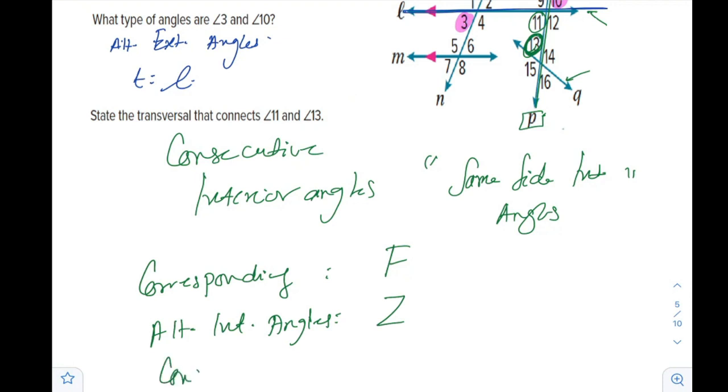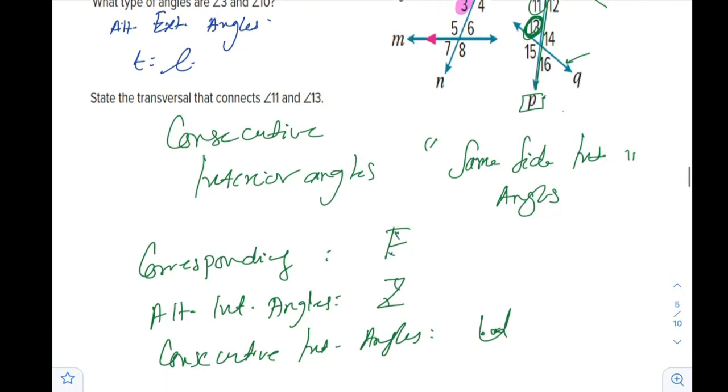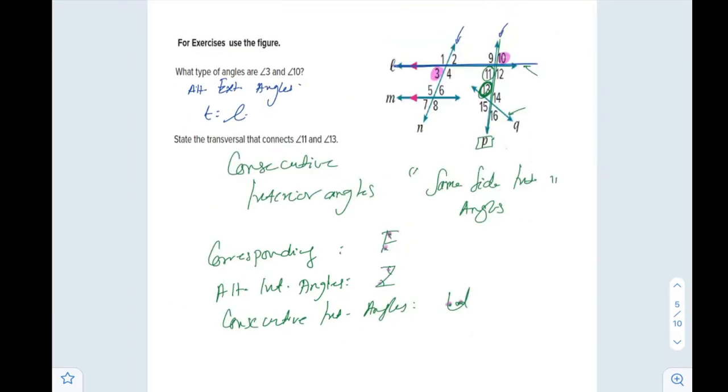We have consecutive interior angles, like letter U. This is F. We are talking about these angles actually. And these angles, and these angles. The last one, exterior angles, we cannot find a letter relating them.